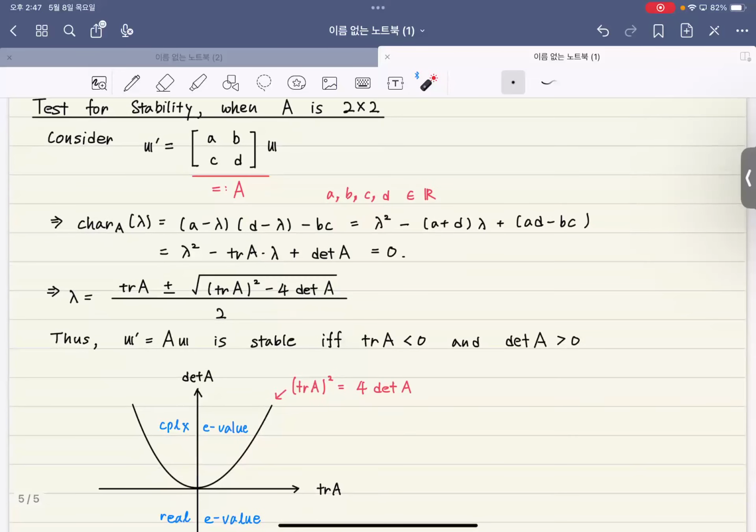When this system is stable, the differential equation is stable if and only if the real parts of the two eigenvalues are strictly less than 0, right?